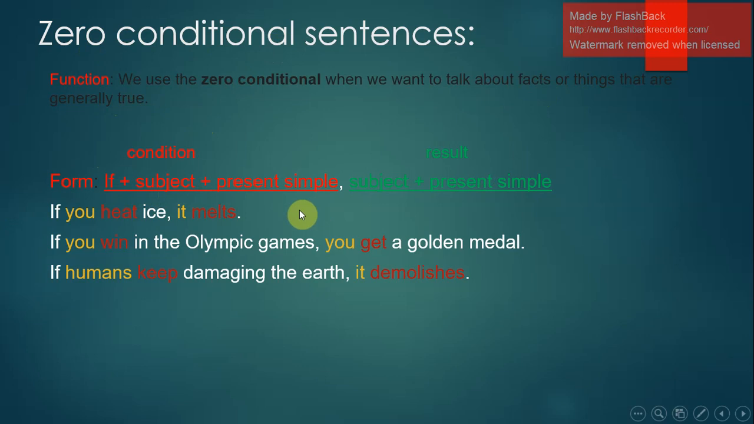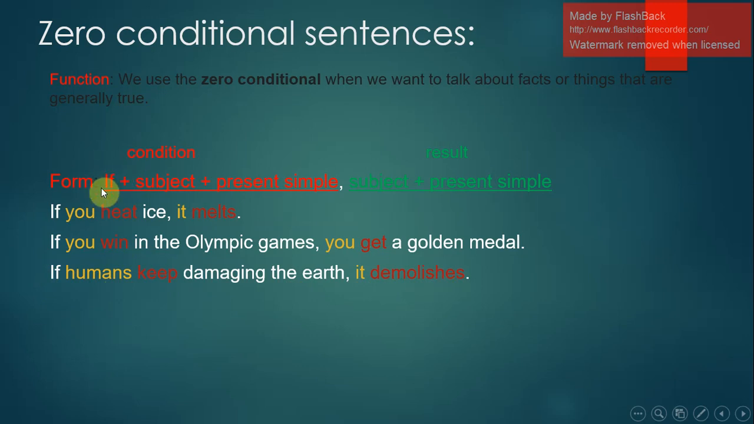And by looking at it, we notice that we use the present simple tense in two parts of the sentence. If you heat ice, it melts. Here we just have the present simple tense, and here too. If you win in the Olympic Games, you get a golden medal. So these are the verbs in red. If humans keep damaging the earth, it demolishes.